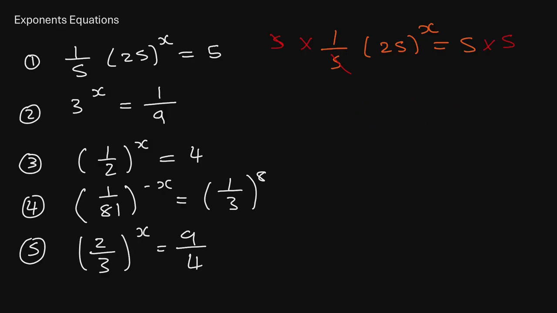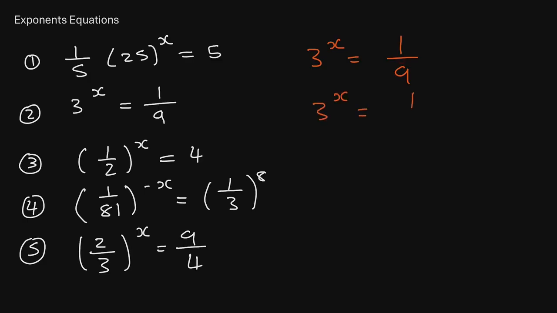So now if you look at the second problem, on the second problem we have x to the power of 3 equal 1 over 9. So what we want to do is make our bases the same. So this 9 here can be written as a base of 3. So we have what now? 3 to the power of x, and then 1 over 9 can be written as 3 to the power of 2. Remember, if you don't know how to do this, you can use your calculator to do that.